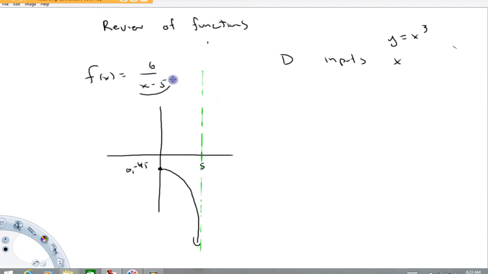As x gets really, really large, this ratio gets really, really small. So this line, the x-axis, is what's called a horizontal asymptote. So this thing does this. If I look at a number to the right, I'm going to put in a value maybe of 6 here. 6 minus 5 is 1, and then 6 over 1 is 6. So this thing goes through the point 6, 1.